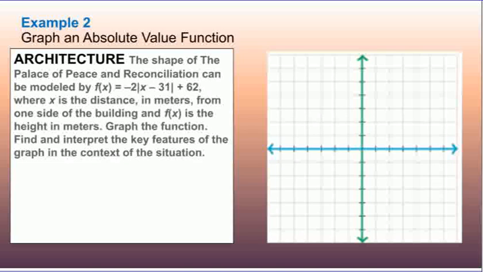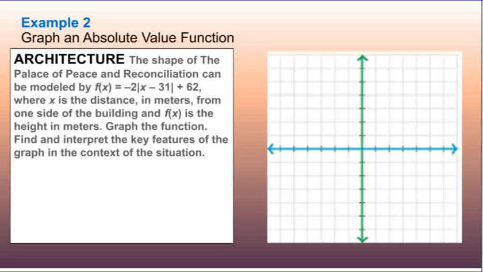The shape of the Palace of Peace and Reconciliation can be modeled by f of x equaling the absolute value of x minus 31 plus 62, where x is the distance in meters from one side of the building and f of x is the height in meters. Graph the function and then find and interpret the key features of the graph in the context of the situation.